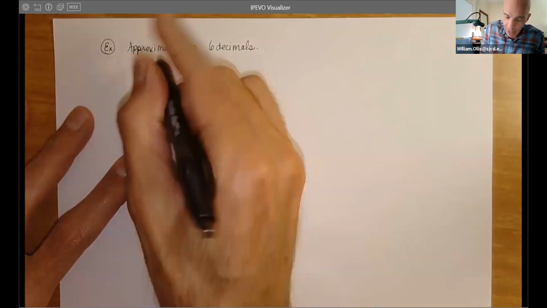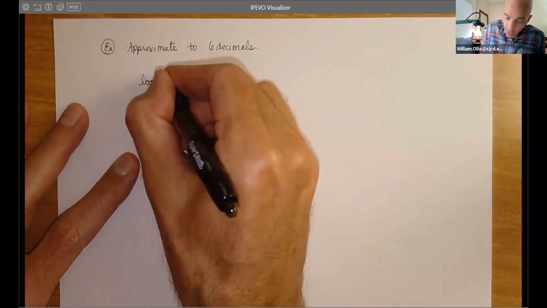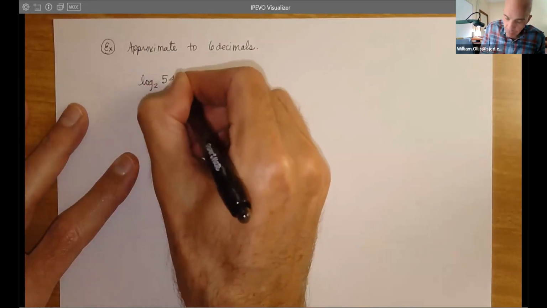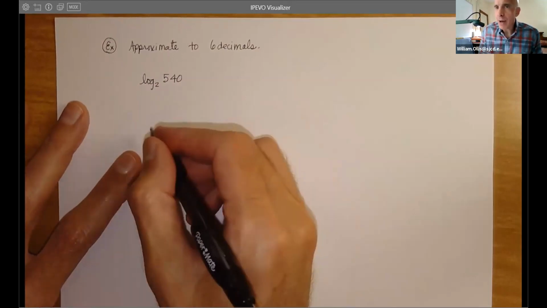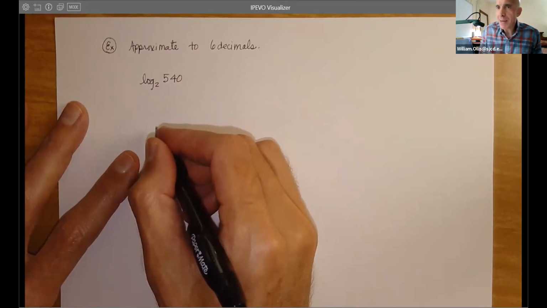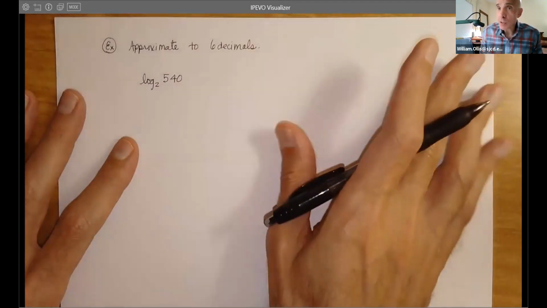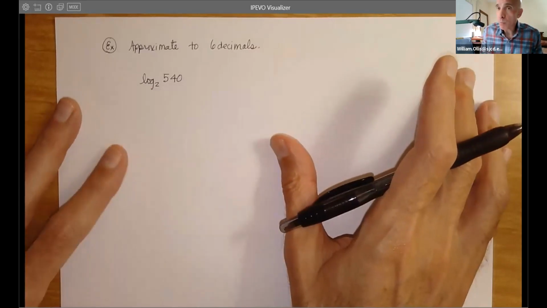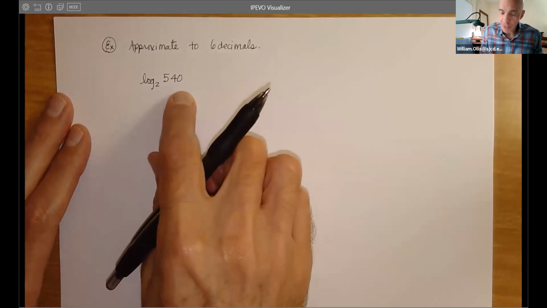So here's what we have. The base 2 logarithm of 540. So you're thinking, okay, I've got a Google calculator and it's got the natural log and the base 10 log, and it really shouldn't matter which one I use if I choose one or the other, and that's fine. So that's what we'll do. We'll pick a base and use the change of base. But I want to make a few comments here.